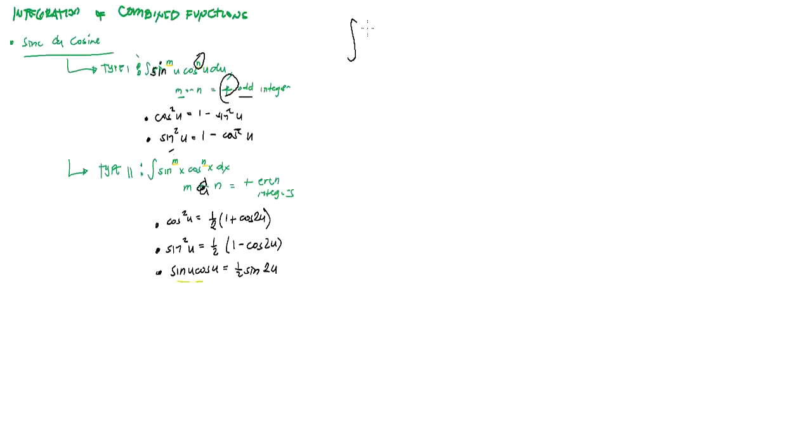we have the integral of sine squared x cosine squared x dx. Let's check if they are both positive even integers. The m is positive even and n is positive even, so they are under type 2, wherein we can use this identity, or we can use these facts in our trigonometry.